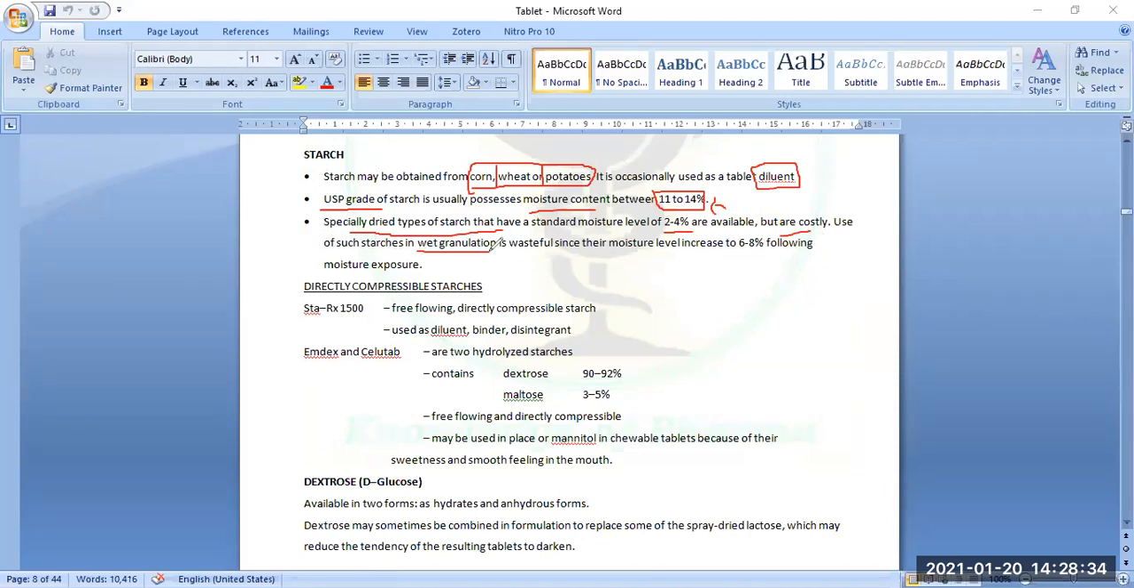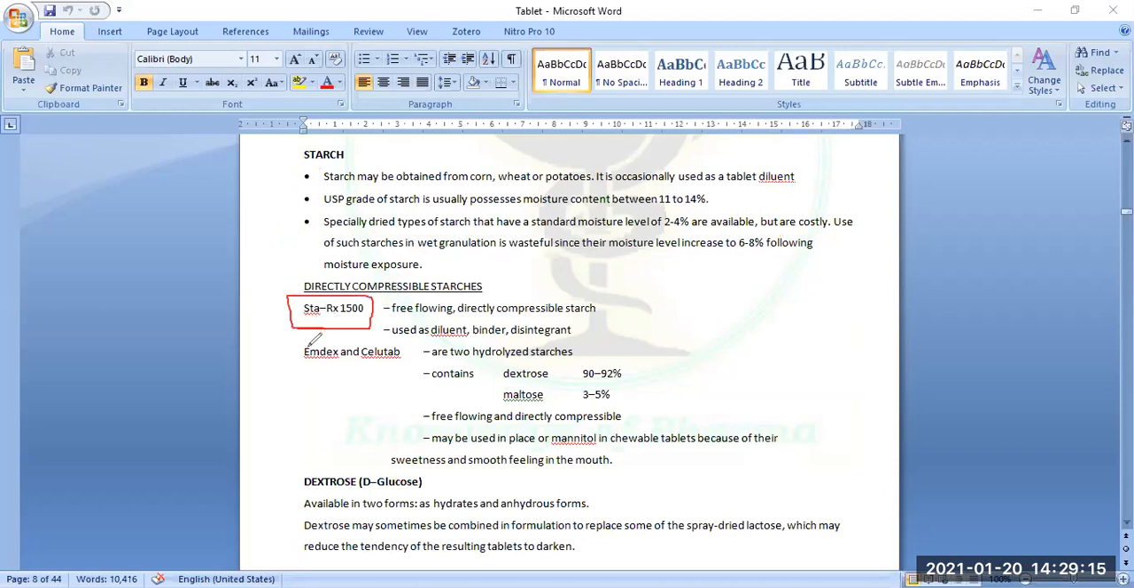Okay, so use of starch in wet granulation is wasteful since its moisture level increases to 6 to 8 percent following moisture exposure. If you use this specially dried starch, you can go for a directly compressible tablet. Okay, if you use USP grade, you can go for wet granulation. Generally, in wet granulation, we prepare a starch paste, and this starch paste is used for wetting of your material. And after the creation of damp mass, you can pass your wet mass through the screen and perform wet granulation.